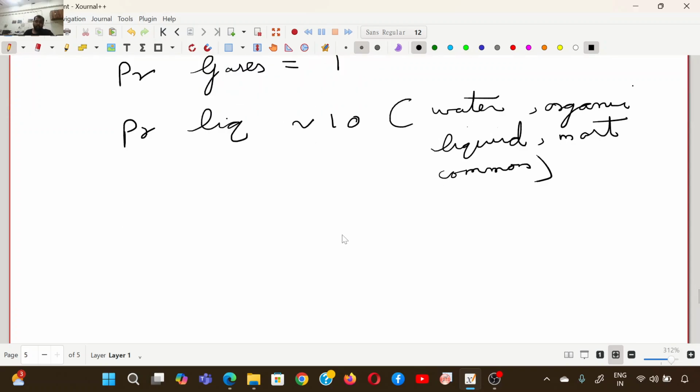In case of oils, it is much greater than 1. Right? The thermal diffusivity in oils is much less, and the momentum diffusivity is quite high. So it's much greater than 1. And in case of liquid metals, it is much less than 1.